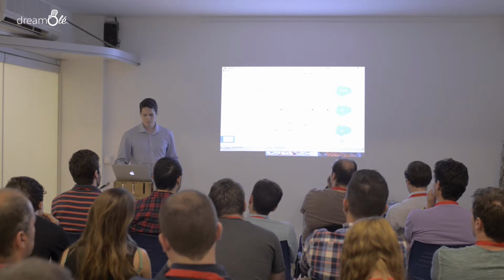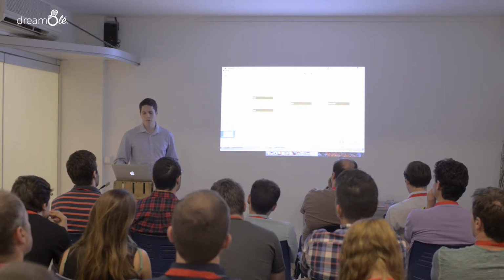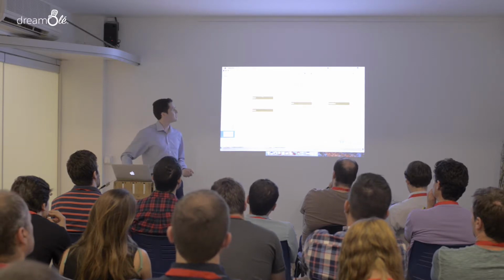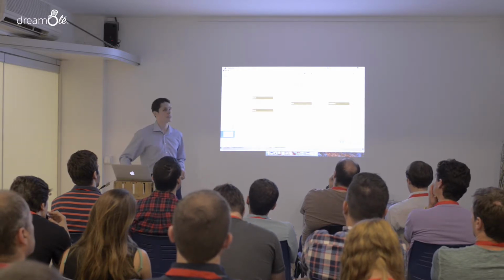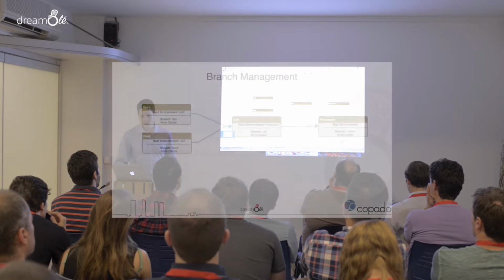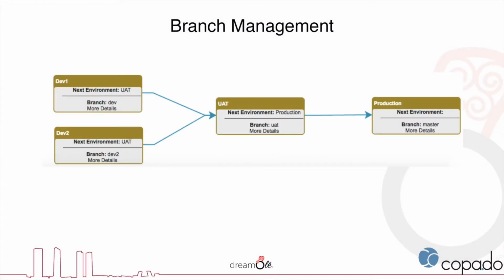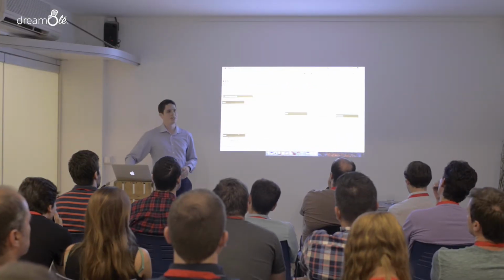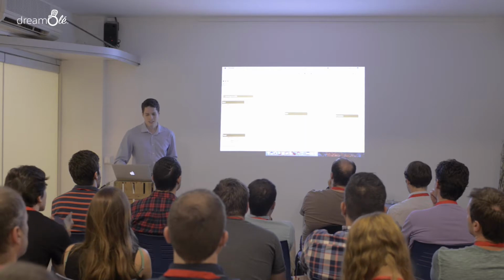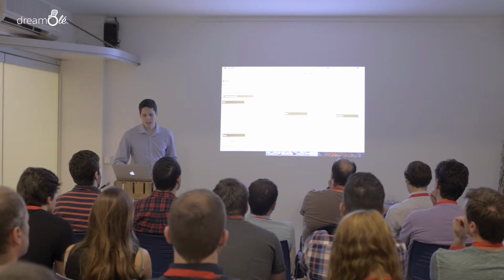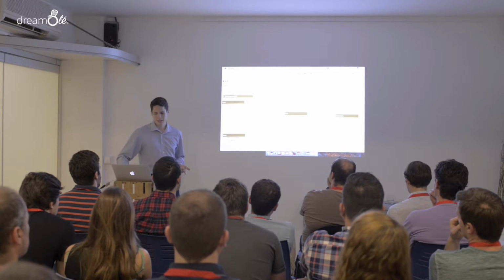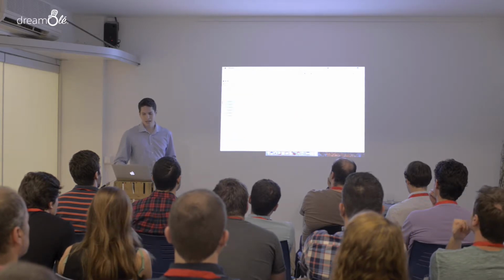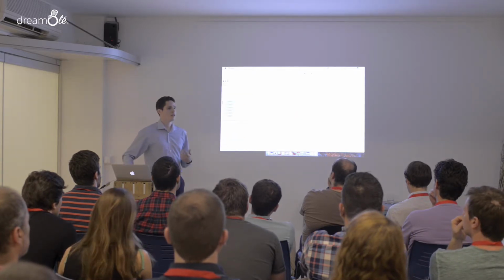All right. So as you're moving user stories from the dev environment to the higher environments, Copado also detects the differences between your branches. So at any point in time, you can come and see how, for example, my UAT branch is different than my dev2 branch. You can see here that the UAT branch has new metadata components. If I click on the magnifying glass, I can see which components are new.